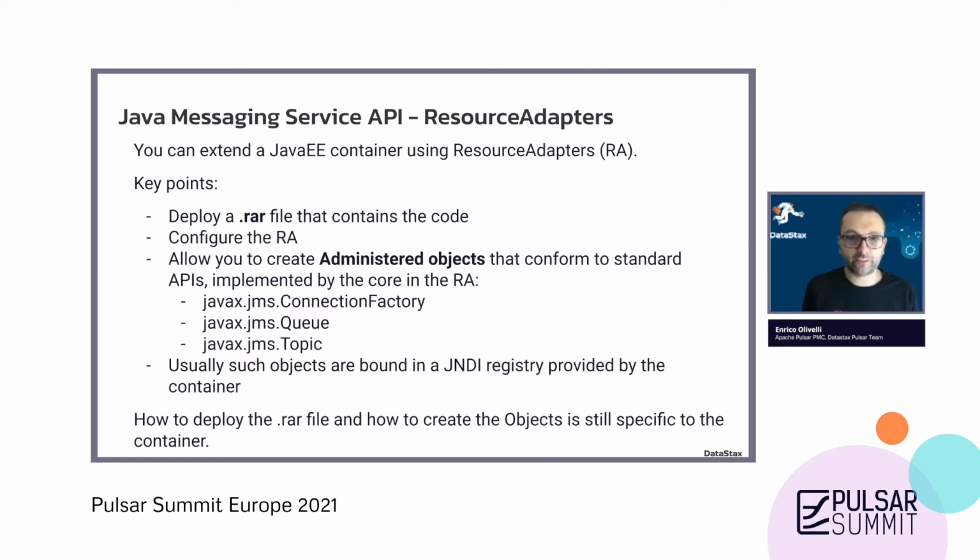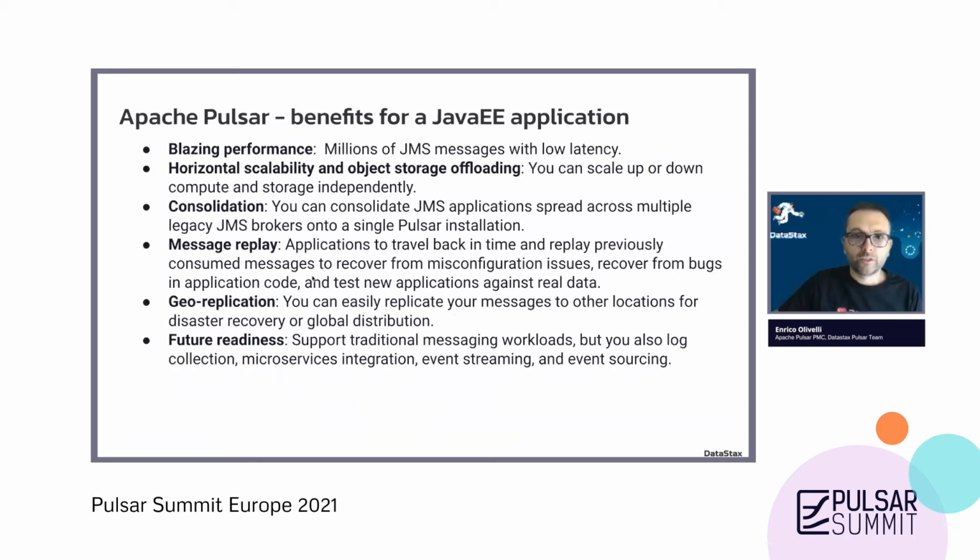So each container has its own tools to perform these tasks. We will see with TomEE that this is simply performed by writing a configuration file. So if you are running a Java Enterprise application and probably you are already using JMS, why you should take a look at Pulsar? Because of the blazing performance, you can literally send millions of JMS messages with very low latency, high throughput, and strong durability guarantees.